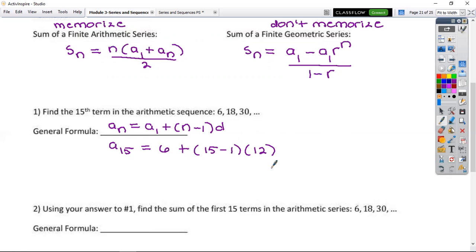Again, you don't need to show any further algebraic work. You can just plug this in the calculator. All right, final answer is 174. So very formula based. And again, I'm not noticing anyone have trouble with that, so it should be a nice easy quiz for you.